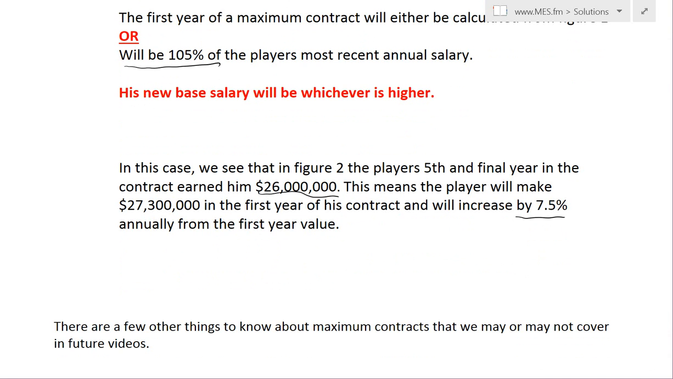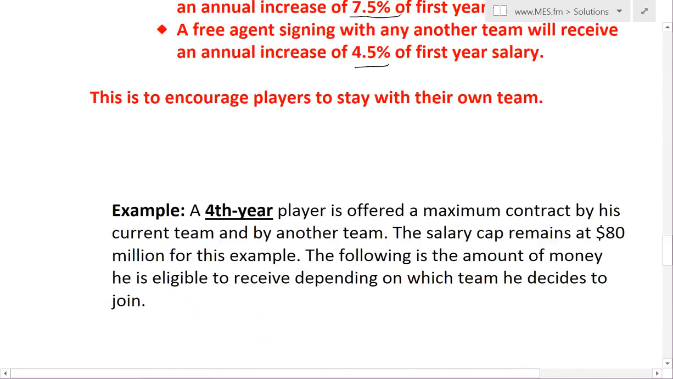So there's also a lot more things to do with the maximum contracts and little ways that you can get around certain things. But for the most part, that's pretty much the majority of what we need to look at. There are some little things else, but it's not that big of a deal. So that's pretty much it for today.